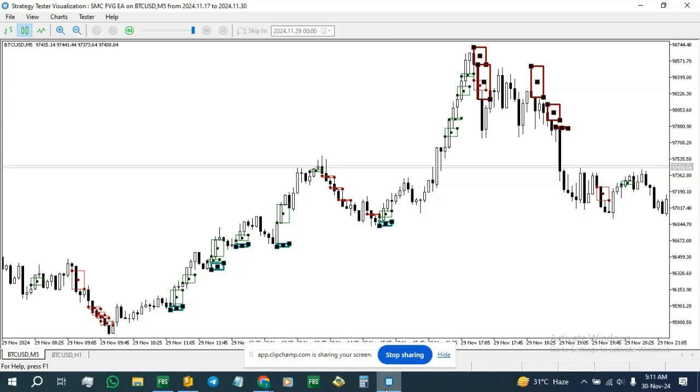We want to talk about fair value gaps and order blocks, smart money concepts, and the principles of Elliott waves. How are they all related together? You can't talk about fair value gaps without talking about Elliott waves.